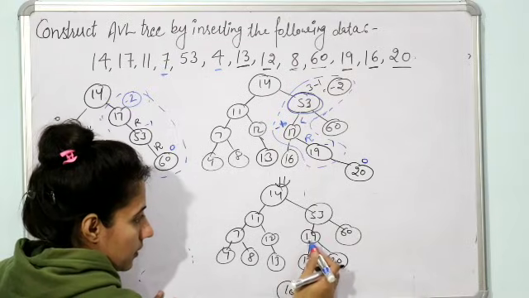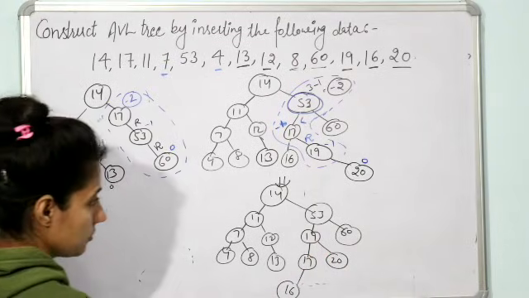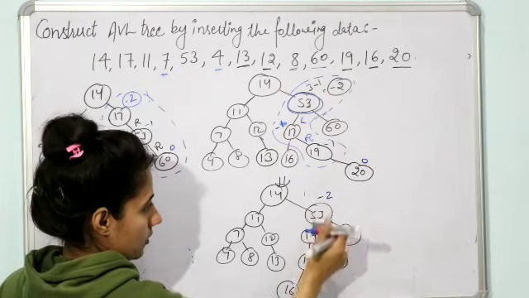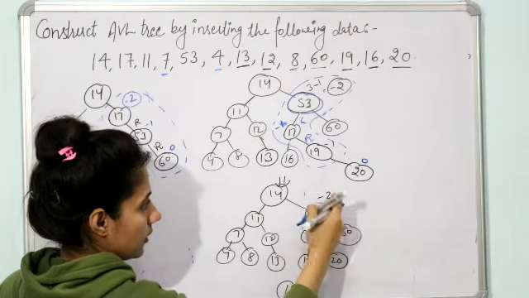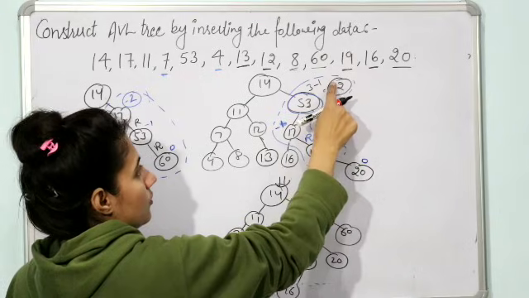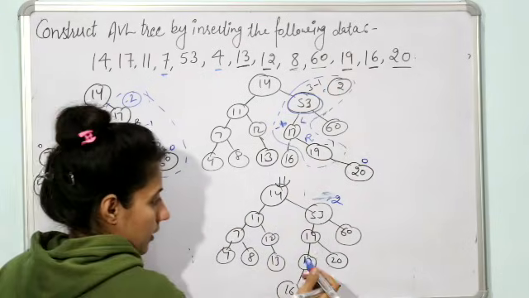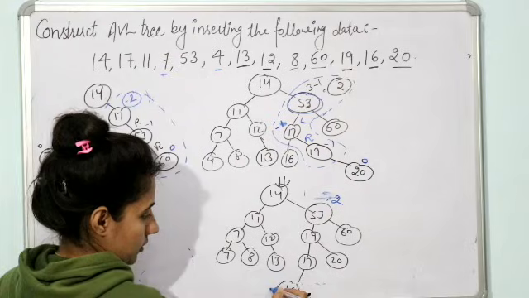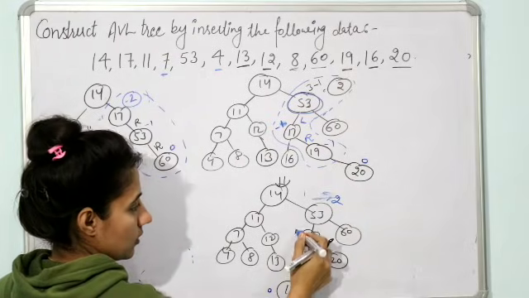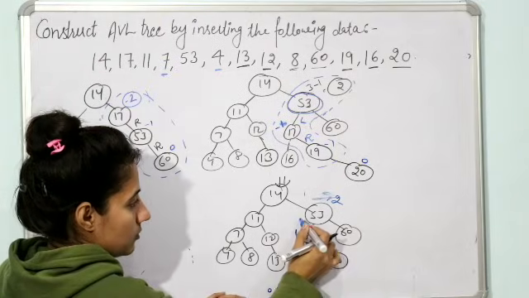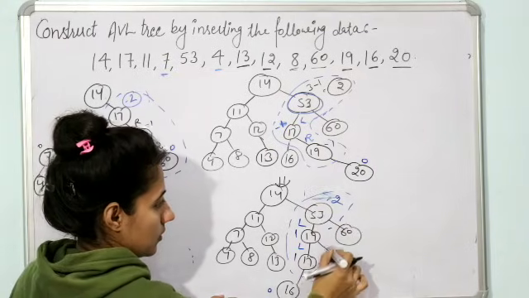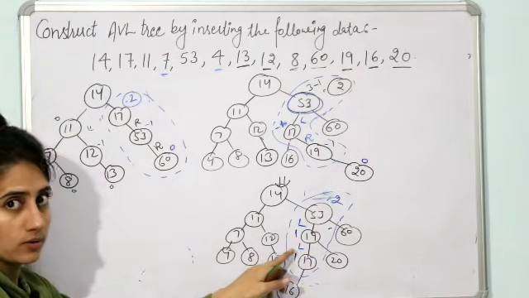See, 53 is having the balance factor: 1, 2, 3. 3 minus 1, that is 2. Here we have 2. Now 17, this would have 0, this would have 1, this would have 1, 2. 2 minus 1, 1. Now it becomes L rotation, LL rotation. See, LL.